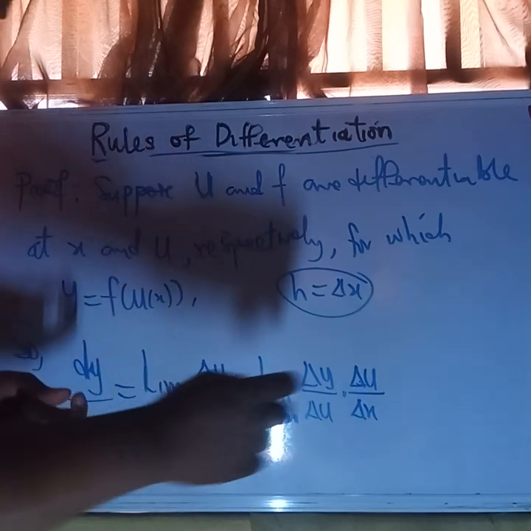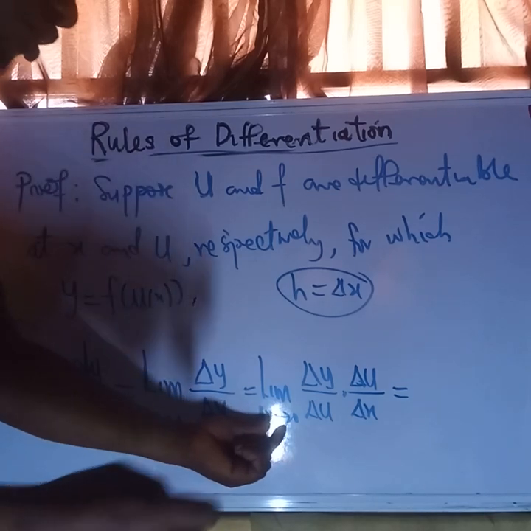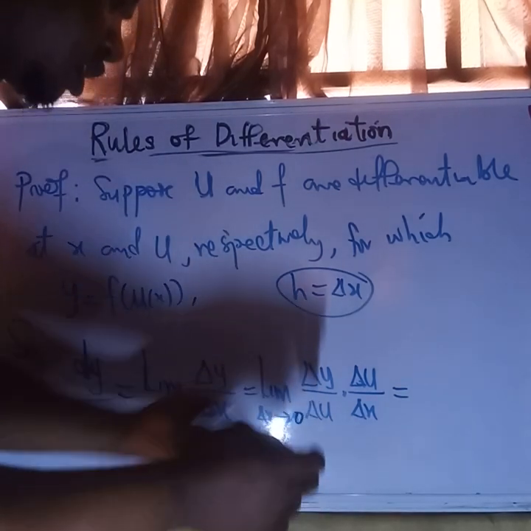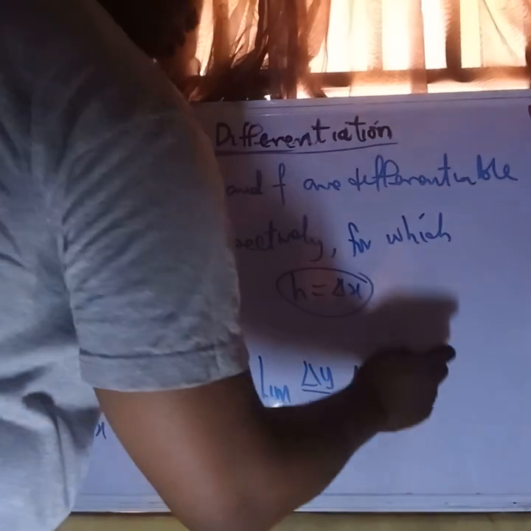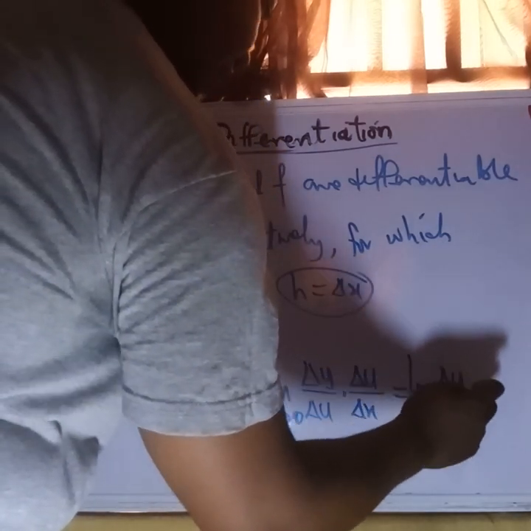So according to the limit law, we can distribute this limit on each of the derivatives that we have here, and this will be the limit of the derivative of this.